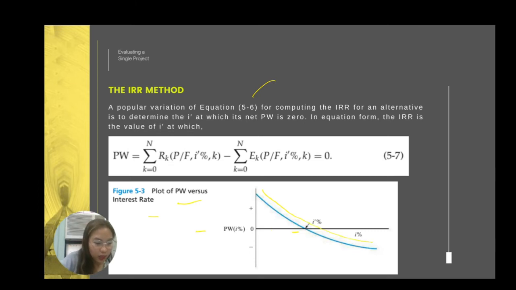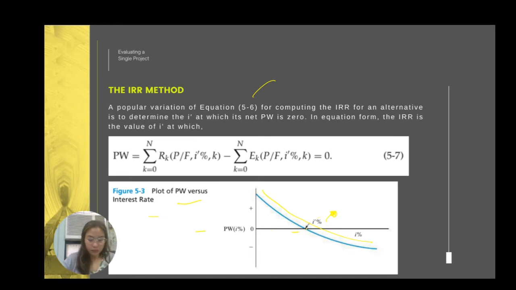Okay, and the point at which ang PW mag-zero, the point at which PW is equal to 0 defines I prime percent, which is the project's IRR. The value of I prime can also be determined as the interest rate at which FW equal to 0 or AW equal to 0. Another way to interpret the IRR is through an investment balance diagram.